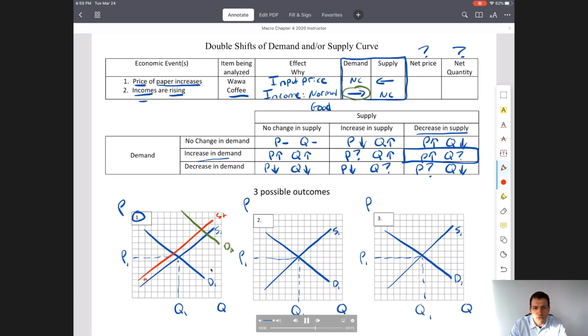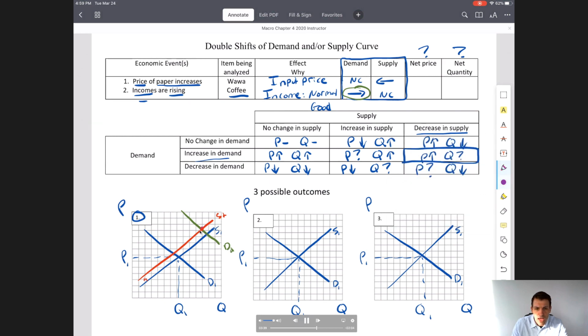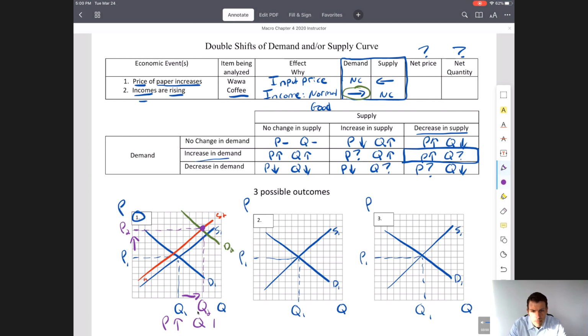A lot of students get confused with those equilibriums. Your new equilibrium is going to be where the S2 and the D2 intersect. So that point right there, all right? Not this point over here, not this point, that point. So you go up there, price is going up. So we see over here, price is going up and quantity is going up. So that's one possible outcome, price going up, quantity going up.